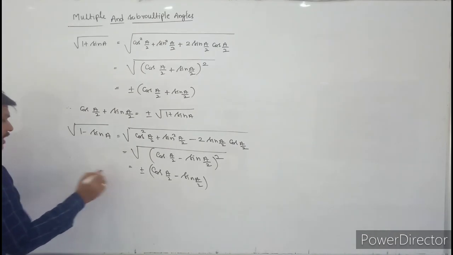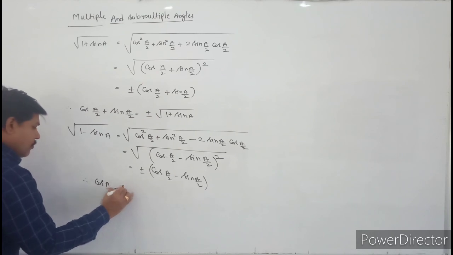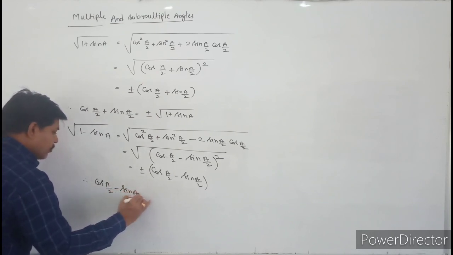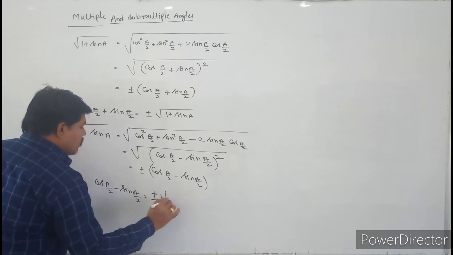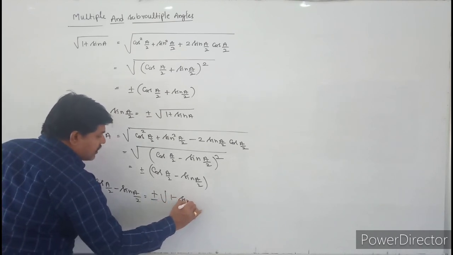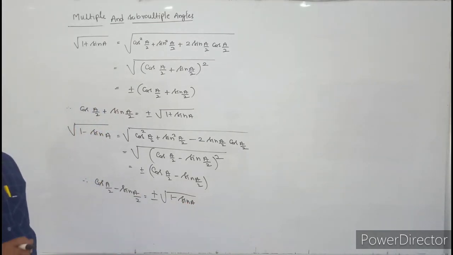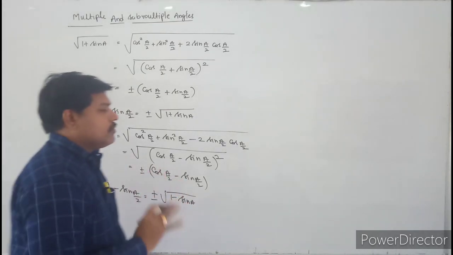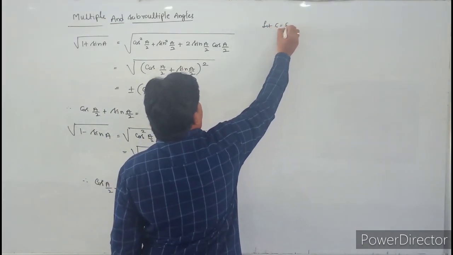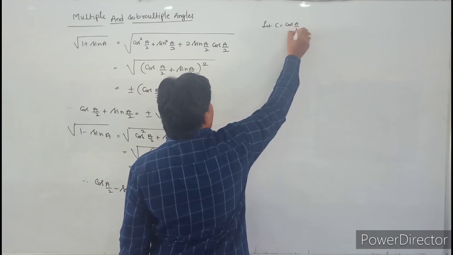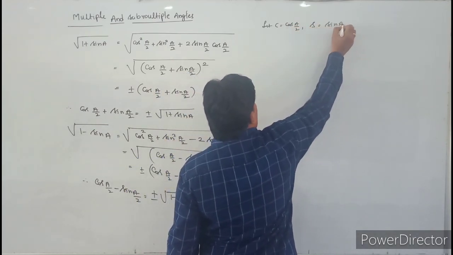So therefore here, cos a by 2 minus sin a by 2 you can write as plus or minus square root of 1 minus sin a. Okay, so these values I will take. Let c is equal to cos a by 2, comma, s is equal to sin a by 2.